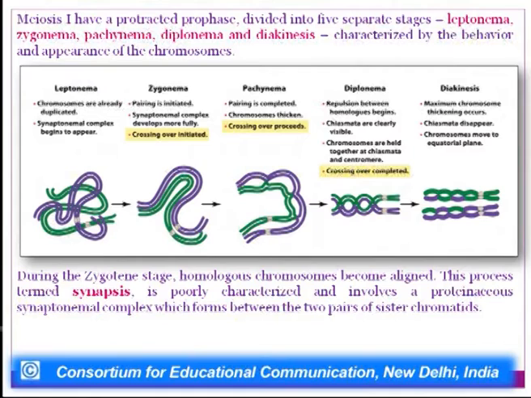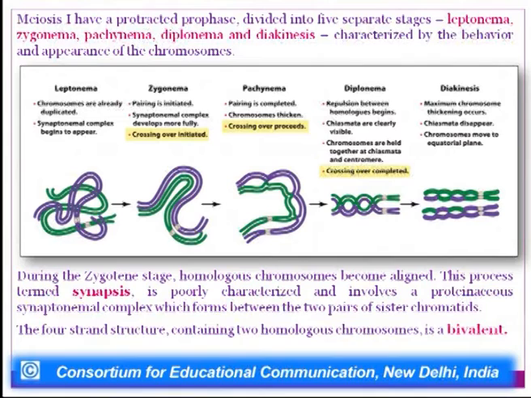It is a poorly characterized process. However, it involves a proteinaceous synaptonemal complex which forms between the two pairs of sister chromatids, leading to the alignment of the two homologous chromosomes. This four-strand structure containing two homologous chromosomes is said to be a bivalent or a tetrad, because now it will have four chromatids. There will be two sister chromatids and two non-sister chromatids of the different homologous chromosomes, and they will tend to lie together. So two chromosomes, so bivalent, but four chromatids, so tetrad formation, which is said to occur in the zygotene stage.